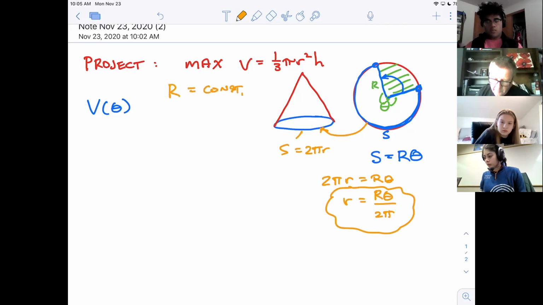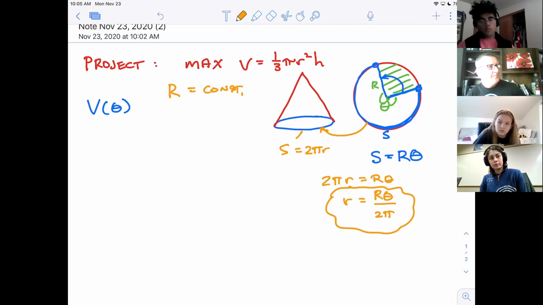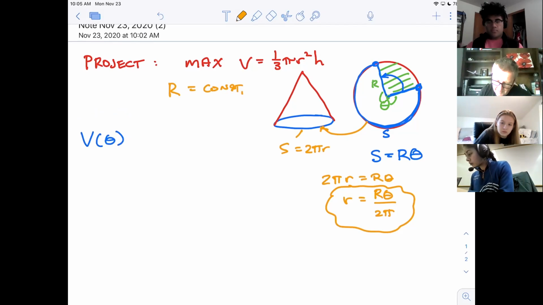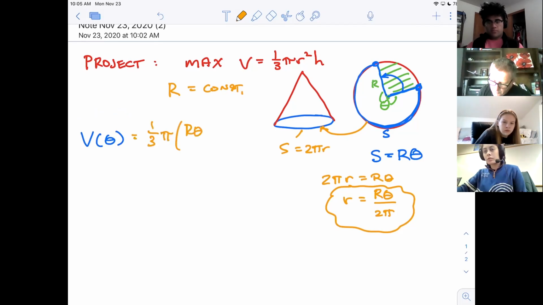You did not necessarily notice this because I told you to pick a number for R, because I didn't want you to be confused by this. But what I'm going to show you here that's kind of cool is you don't even have to choose capital R yet. You can wait till later, but you have to treat it like a constant. And so if that's true, then I can come over here to my velocity and I still have the 1/3 pi, but I can now replace r with R times theta over 2 pi. So there's r squared.